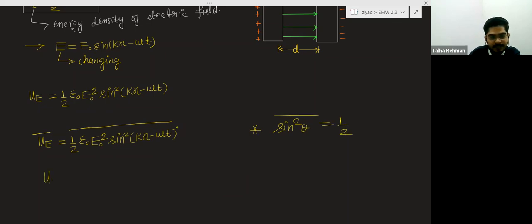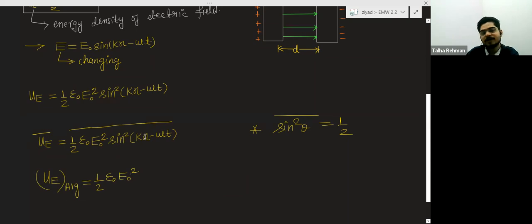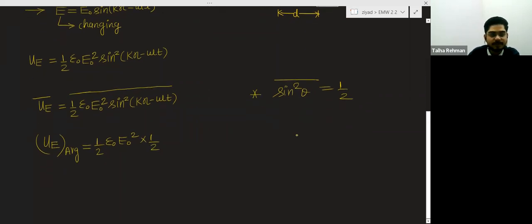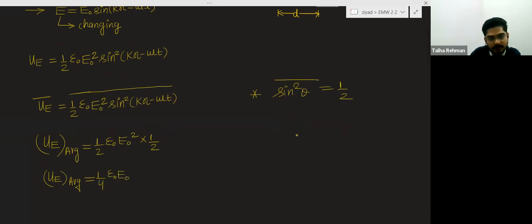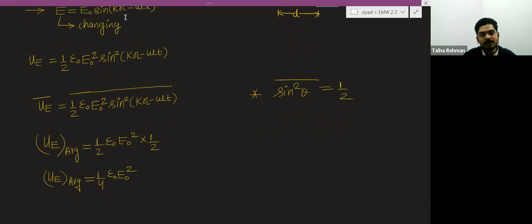So for the average energy density, you will get half epsilon naught. This half epsilon naught is constant, and E naught square is also constant. The average value of sine square of any theta is equal to half. So basically the average value of the energy density you will get is 1 by 4 epsilon naught E naught square. So this is the average value of the energy density for the electric field.